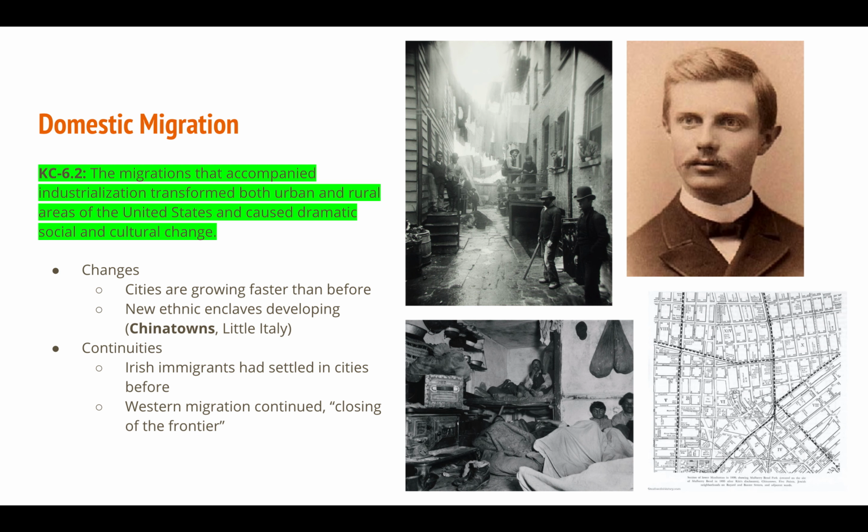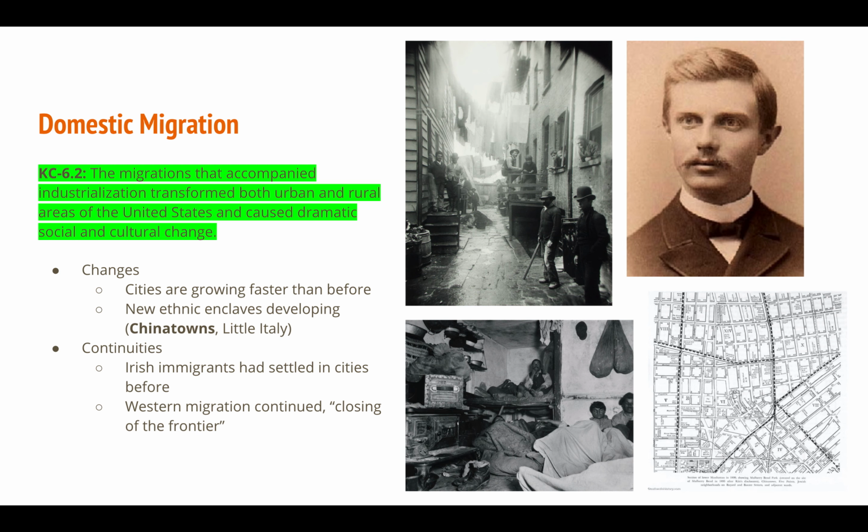The migrations that accompanied industrialization transformed both urban and rural areas of the United States and caused dramatic social and cultural changes. So the biggest change is this new wave of immigration. People are settling in cities and they're growing faster than before. The immigrant groups are settling in ethnic enclaves like Chinatowns and Little Italies, where they're able to retain some portion of their identity, of their culture, while at the same time beginning to assimilate into American culture.